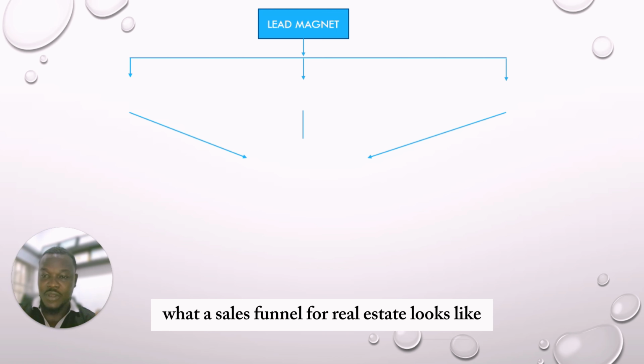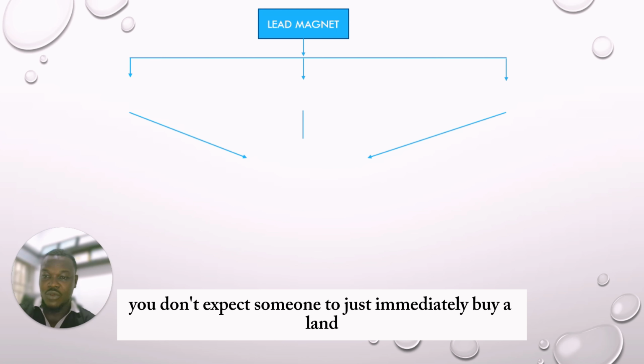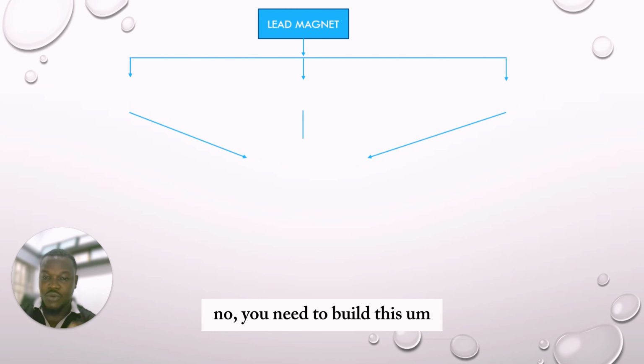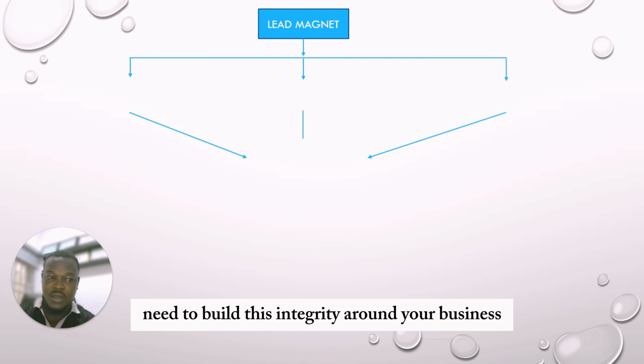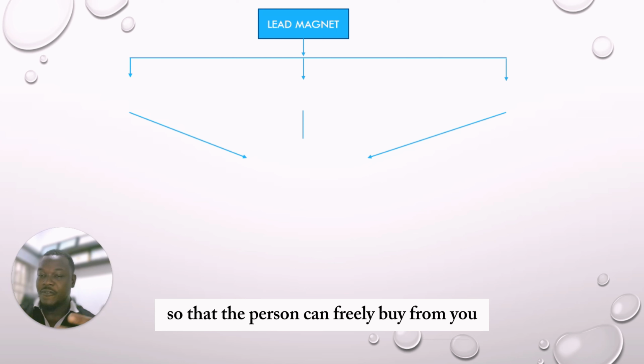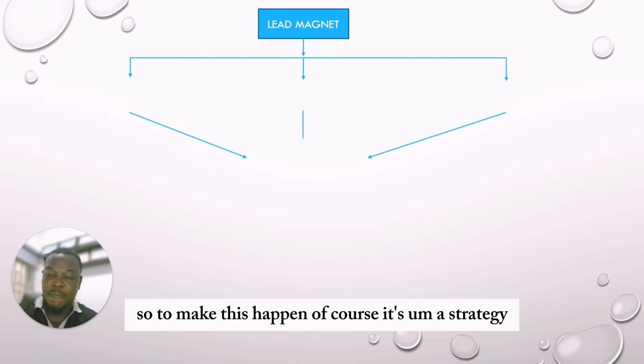You know what a sales funnel for real estate looks like. I keep telling people that you don't expect someone to just immediately buy land from you. You just meet someone today and say, "Well, we have land for sale," and the person pays you. No, you need to build this connection. You need to build this integrity around your business. You need to build this confidence around the business so that the person can freely buy from you and also become a recurring buyer.